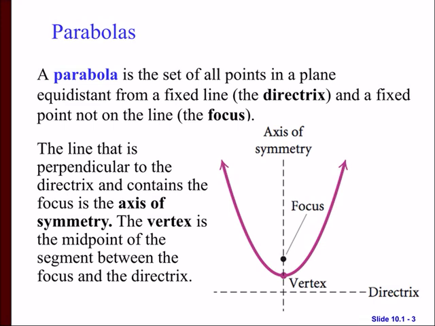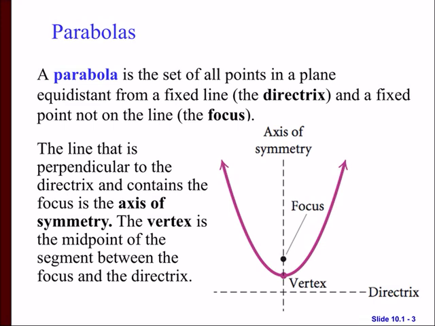Now let's define a parabola. It says a parabola is a set of all points in a plane equal distance from a fixed line, which we call the directrix, and a fixed point that's not on that line, which we call the focus. The line that is perpendicular to the directrix and contains the focus is the axis of symmetry, or the line of symmetry, which we've studied before in parabolas, in quadratics. We know the line of symmetry on a quadratic function graph like this one is that vertical line passing through the vertex. It splits it right down the middle into equal parts. Well, perpendicular to that, you see this horizontal line drawn in.